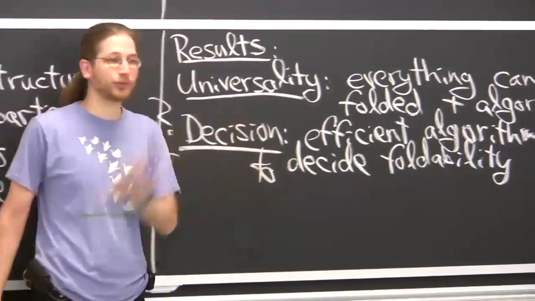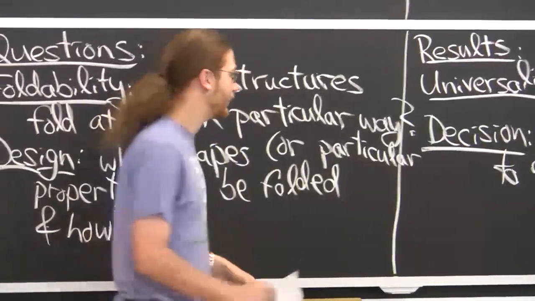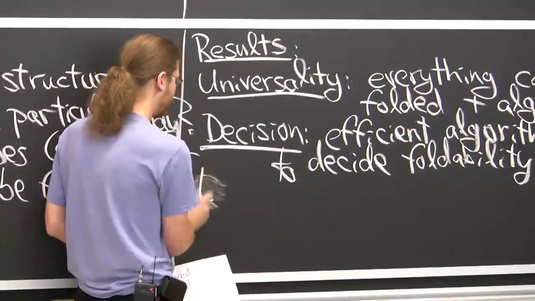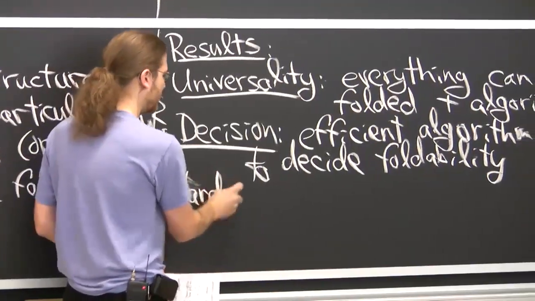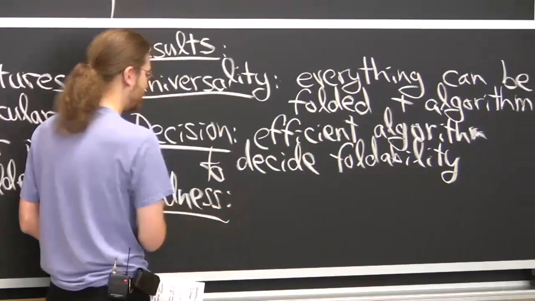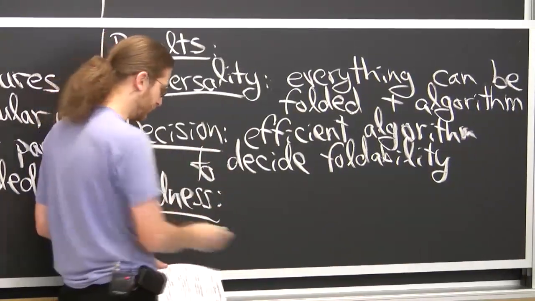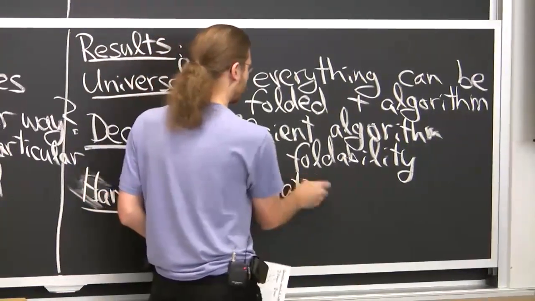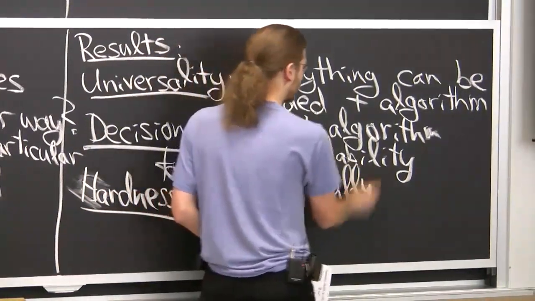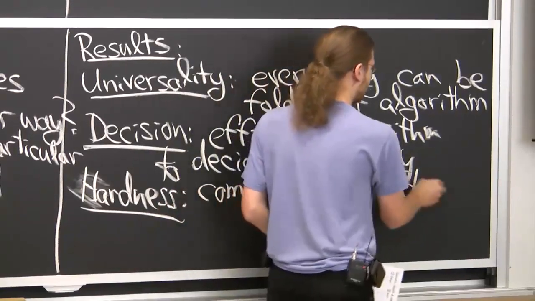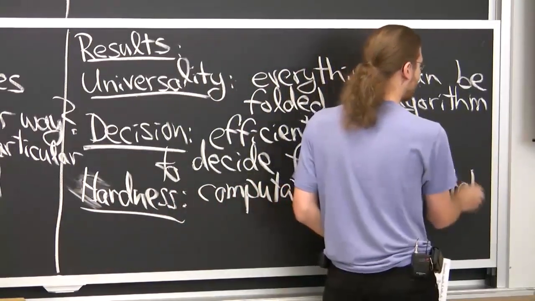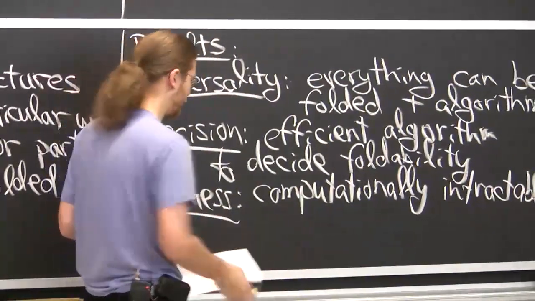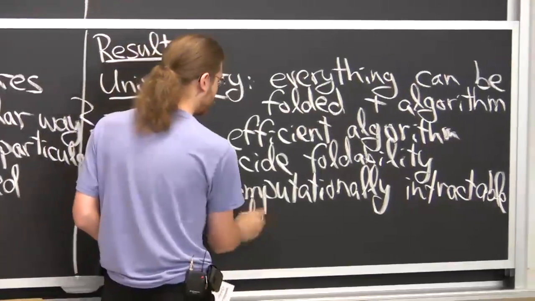is you could at least distinguish which things are foldable from which things are not. And then, of course, the worst thing that could happen in some sense is you get a hardness result, which says there's no good way to even distinguish foldable things from unfoldable things. So I'm going to say computationally intractable to mean generically that there's no good algorithm to solve a problem. We're going to be more formal about that in the future.